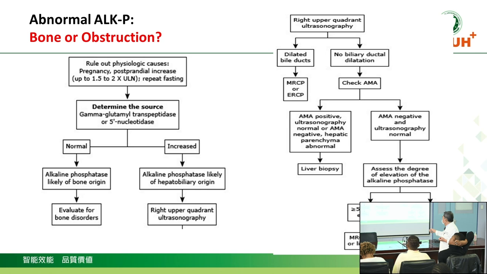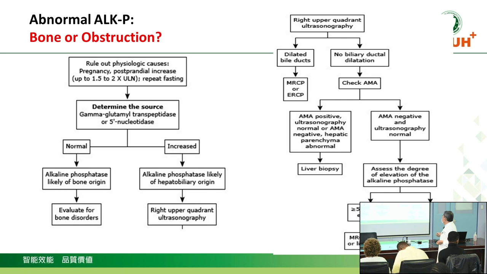Now determine the source, with gamma GT, GGT. If alkaline phosphatase is high and GGT normal, it usually comes from bone. I said usually, so you must still make some differential diagnosis.